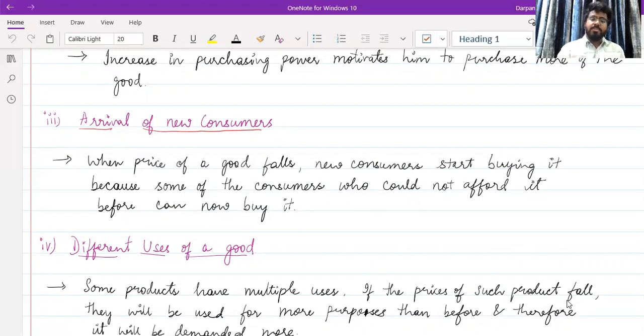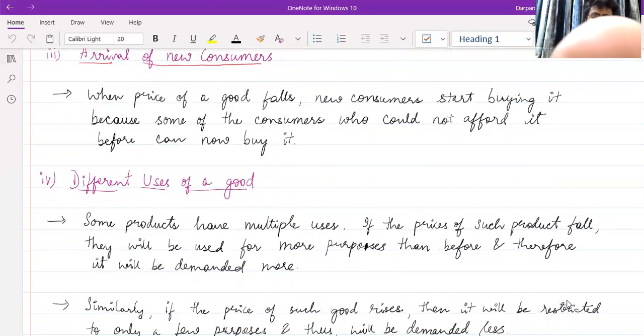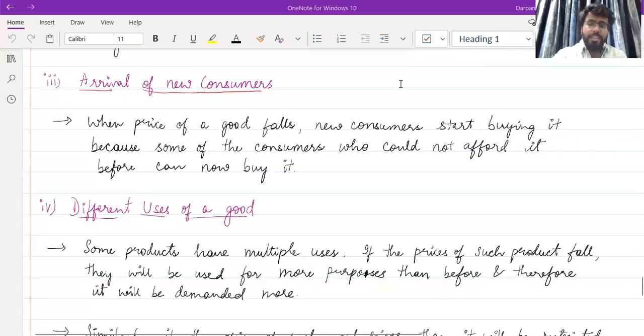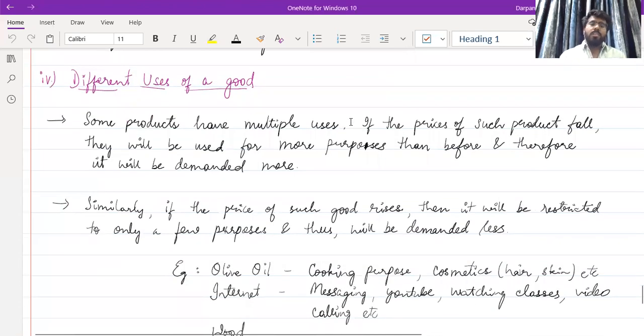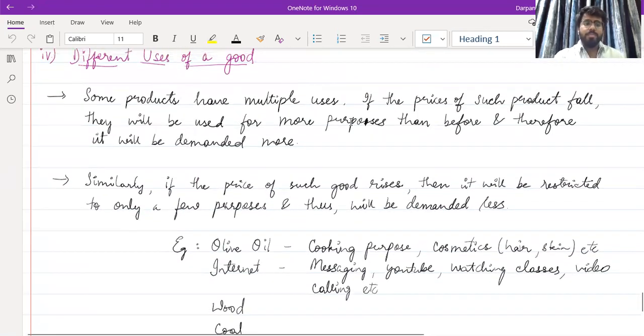Coming to the next, different uses of the good, right? There can be multiple uses of the good. If there are multiple uses, if the price falls, I will start using that good for more and more uses. If I'm starting to use it for more and more uses, I will demand it more, right? Examples: olive oil, internet, wood or coal. These were the examples that we saw, correct?